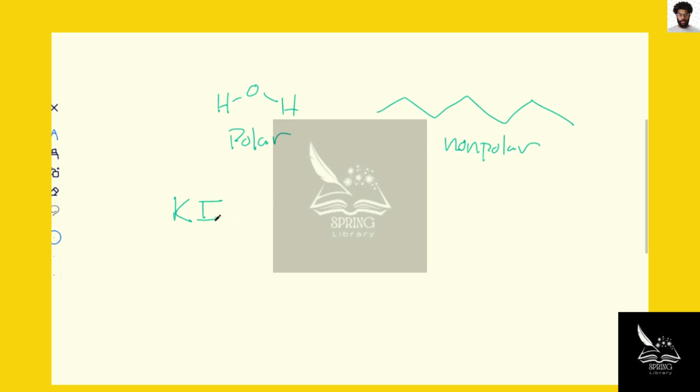Potassium iodide is an ionic compound. It's formed from K+ and I-, right? So if we want to dissolve an ionic compound, we want a polar solvent, because this is a very polar compound, and like dissolves like. That's polar things dissolve polar things, or ionic things dissolve ionic things.